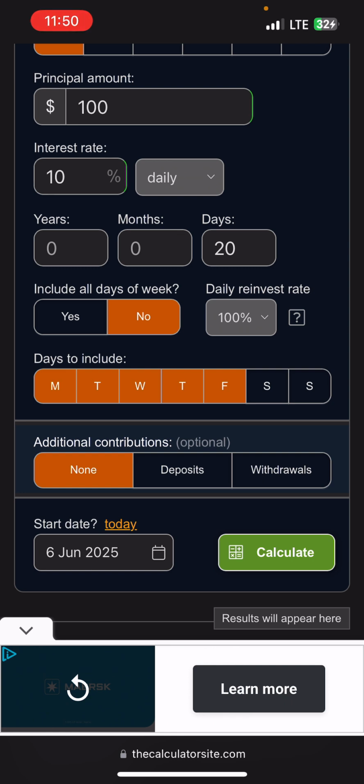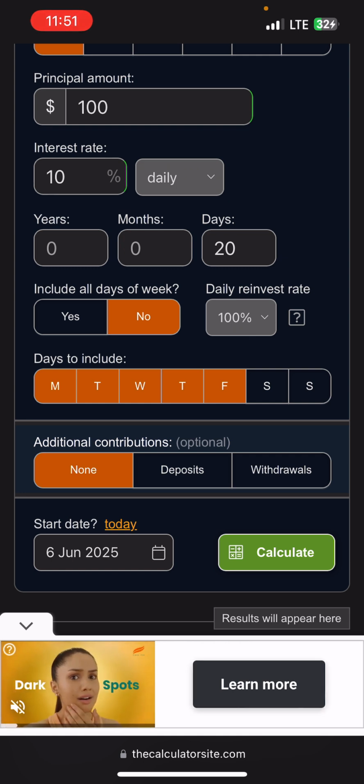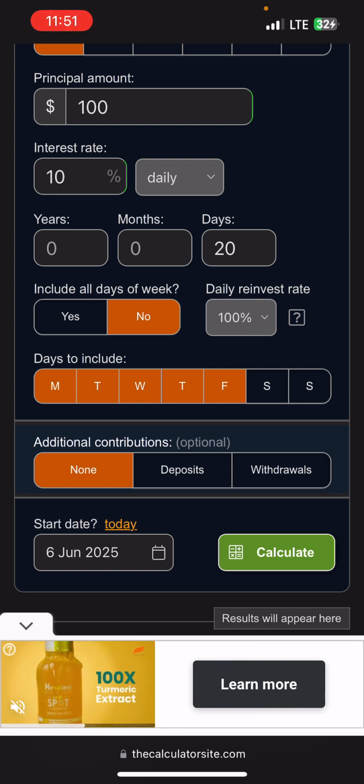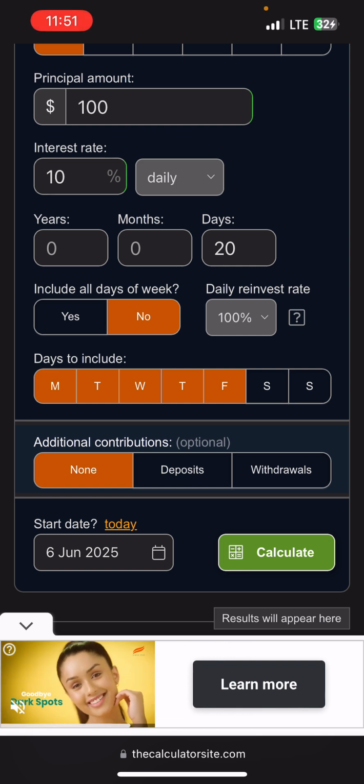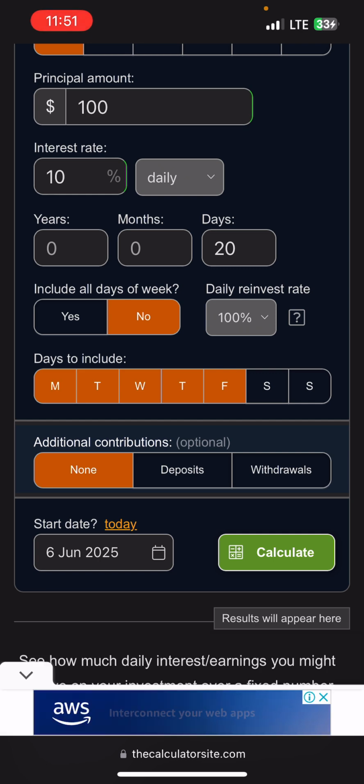Now, daily reinvest rate is 100%. That basically means that you're not withdrawing any amount during this period. But if you are withdrawing, you would need to change this percent. Do you understand? So let's say you are withdrawing 50%, you can change this daily reinvest rate to 50%. You understand? Just work with that, but based on the percentage that you would plan to withdraw. Okay, but if you're not withdrawing, your daily reinvest rate should be 100%. So we already selected that we're not including weekends.